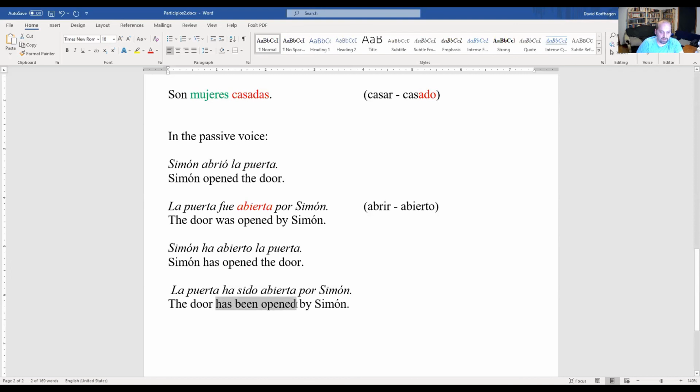Here we had was opened, and now it's become has been opened. And again, in this case, it's not after haber, right? It's after ser. This is the present perfect of ser. And so it changes, right? It's an adjective that modifies that.